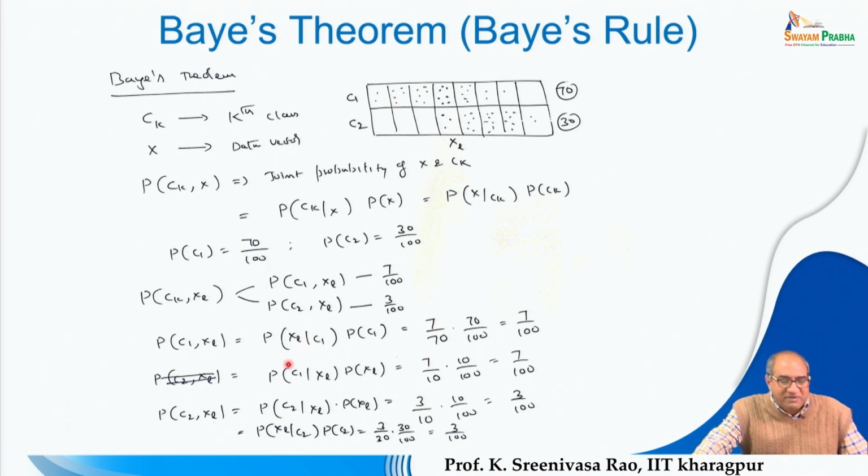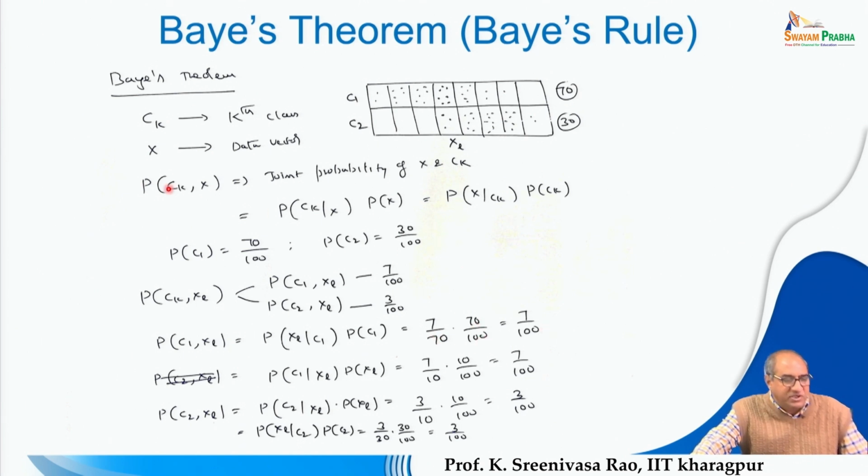So the probability of XL given C1 is 7 by 70, and then we multiply by the probability of C1. What is the probability of C1? It is 70 by 100, because we know there are 70 examples out of all 100. So that gives you 7 by 100.